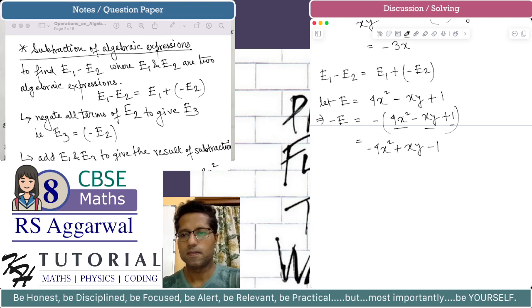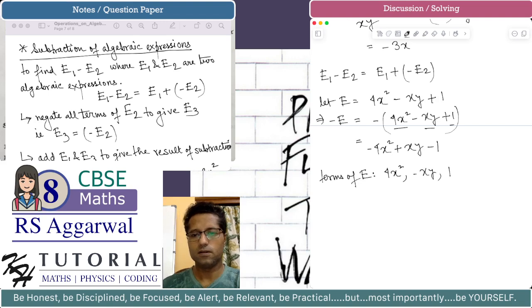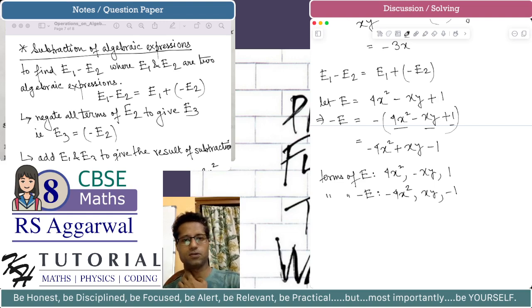So this is what it means by negating all the terms of the expression E. The terms of E were 4x square, minus xy, and 1. So the terms of minus E will be minus 4x square, plus xy, and minus 1. You just change the sign of each term. Okay, so this is how we do subtraction of algebraic expressions.